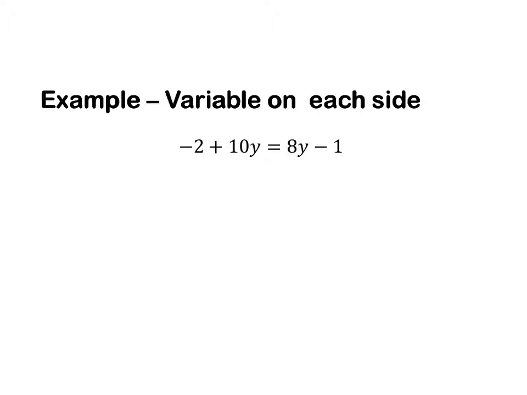And what I usually do is I normally get rid of the smaller one. So I have a 10y and an 8y. So I'm going to get rid of my 8y. This is a positive 8y, so I'm going to subtract 8y from each side. Once I do that, I get negative 2 plus 2y equals negative 1.